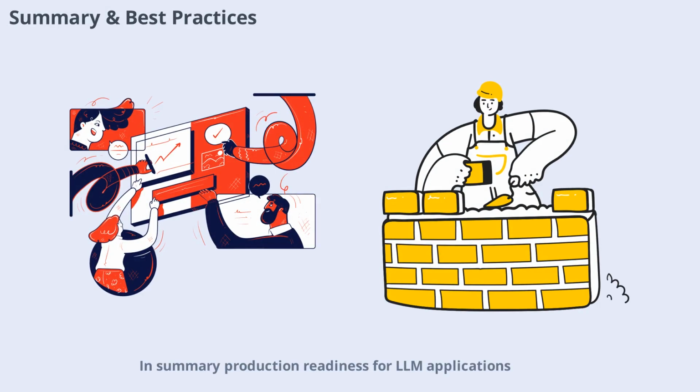Summary: production readiness for LLM applications requires a holistic approach, combining robust logging, monitoring, prompt versioning, secure data handling, and resilient deployment architectures. By following these best practices, you can deliver reliable, scalable, and secure AI solutions that stand up to real-world demands. Thanks for joining this comprehensive guide to LLM production mastery.